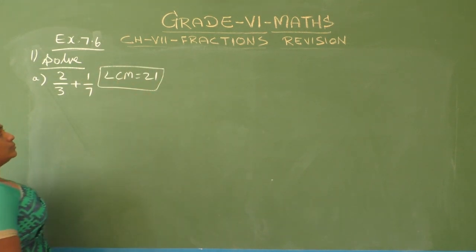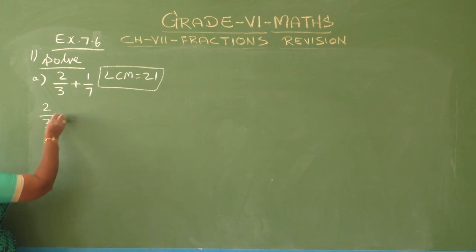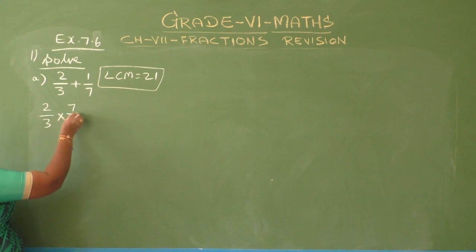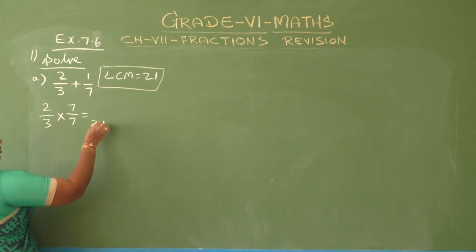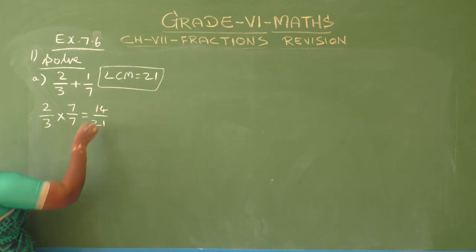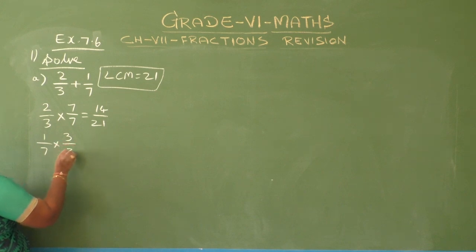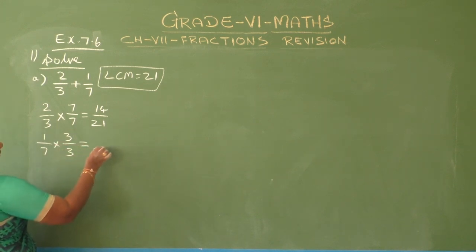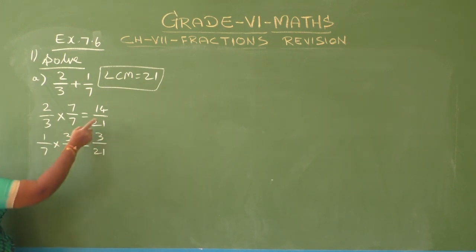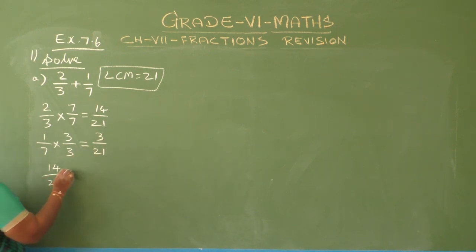Now make the common denominator for 2 by 3. For the common denominator 21, we have to multiply by 7. 3 sevens are 21, 2 sevens are 14. Then 1 by 7: for the common denominator 21, we have to multiply by 3. 7 threes are 21, 1 three is 3. So we make the common denominator: 14 by 21 plus 3 by 21.